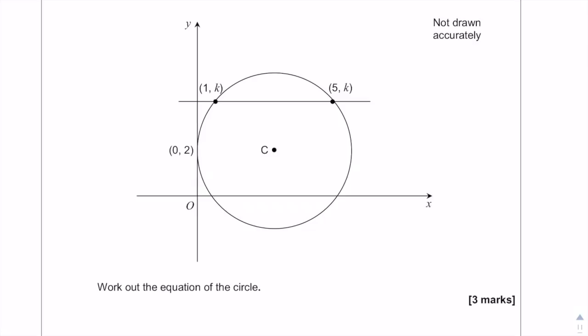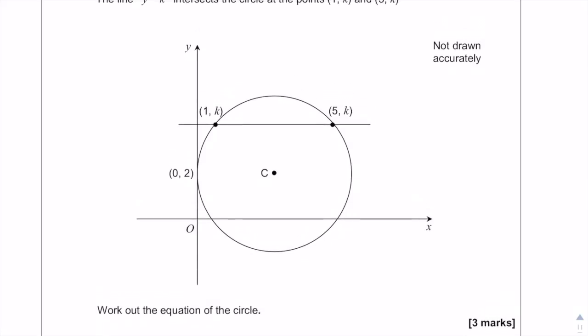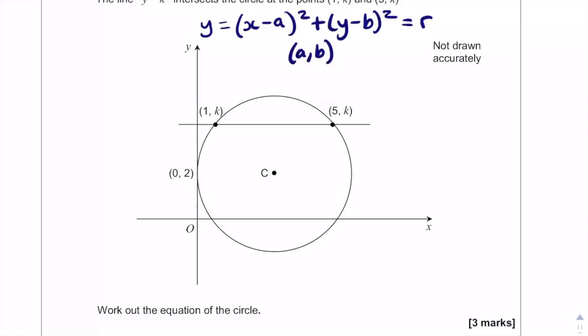Okay, so when we're working out the equation of a circle, the general form for the equation is (x minus a) squared plus (y minus b) squared all equals r. Now this a and b term represents the centre of the circle. Oh, that should say r squared. And r squared is the radius of the circle.